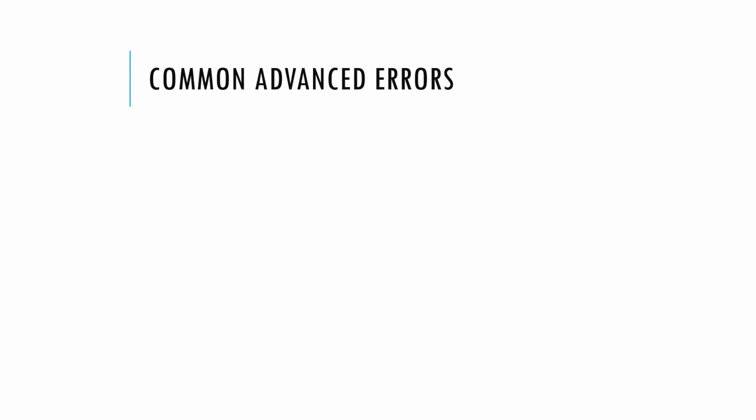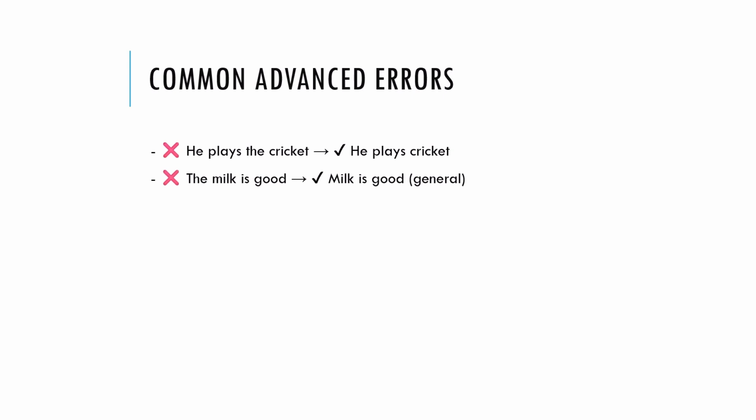Let's look at some advanced mistakes. He plays the cricket. This is the incorrect answer. The correct one is he plays cricket. Sports generally do not use articles. The next one is the milk is good. The correct answer is milk is good because milk is used generally. Remember, think carefully whether you are talking generally or specifically.